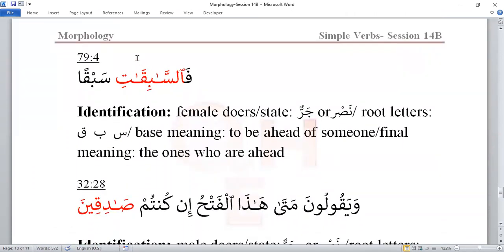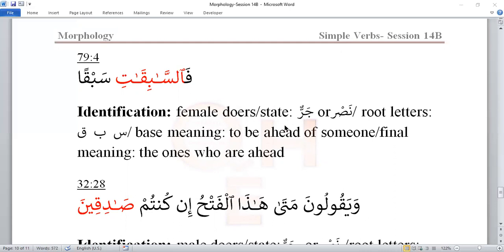Okay, so over here we have fasabiqati. Okay, so if I just stop here, asabiq, alfa'il, match, right? Now, ati, where did we see? We saw ati as plural female for the state of nasb and jar. Okay, so let's go over the details. So this is plural female, female doers. State can be nasb or jar.